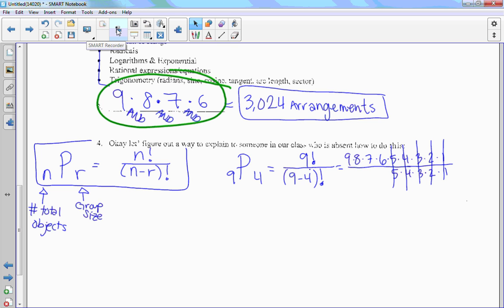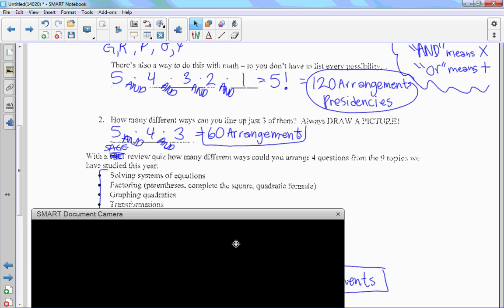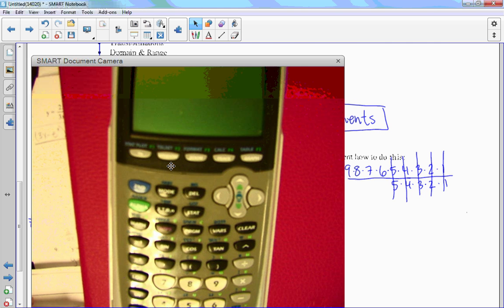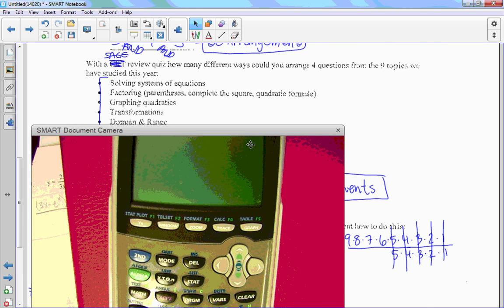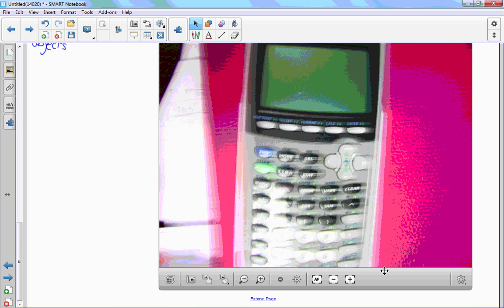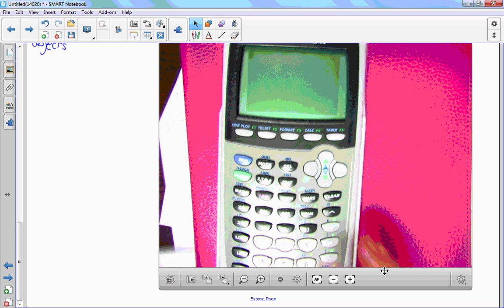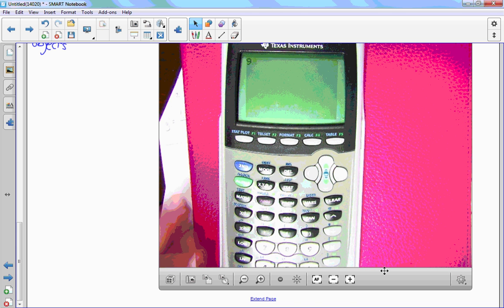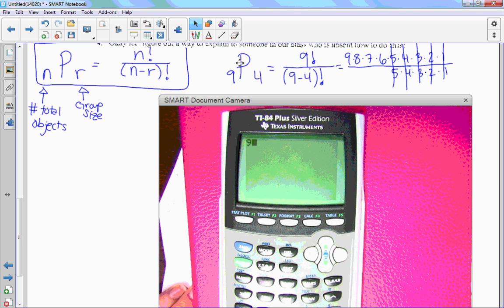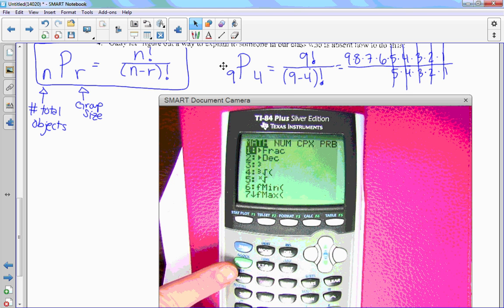Okay, first you actually have to type in the 9. We want 9 permute 4. So I hope everyone's doing this with me. You need to go to the math button. The math button is right below the green button, and then it takes you to this screen.